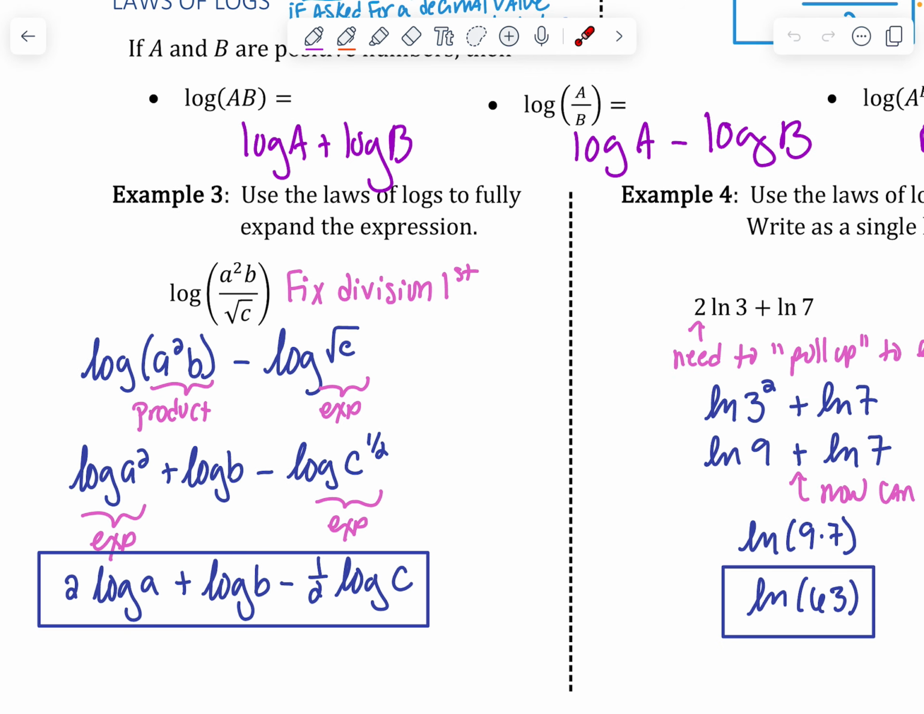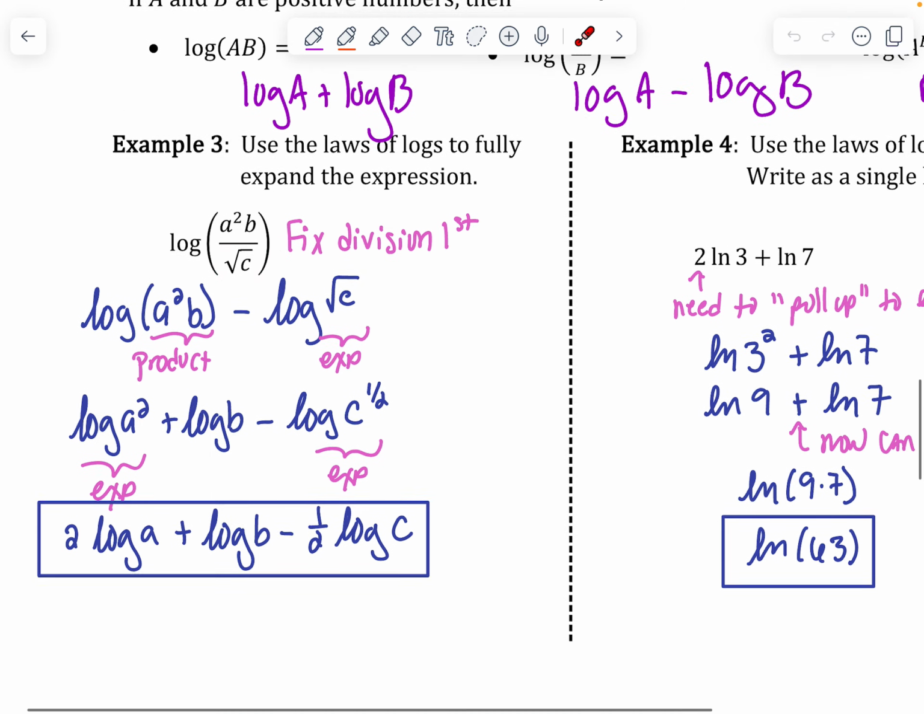So now I'm specifically asked to use those laws to expand an expression. The reason we're going to want to do this is we're going to have to take derivatives of logs in a few minutes, and this is pretty messy. But if I were to expand this first, where I want to address the division, I'm looking at it as the log of the numerator minus the log of the denominator.